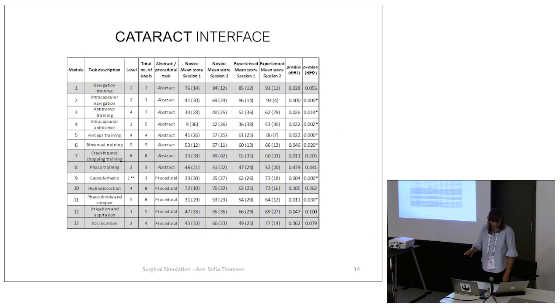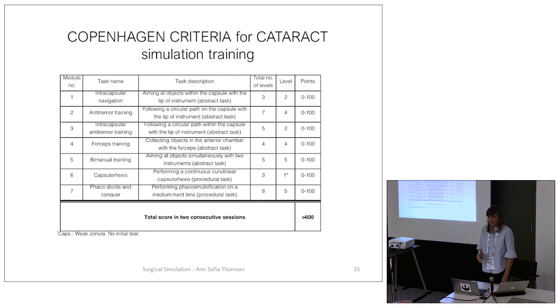So we have investigated almost all of the modules on the cataract interface of the Eyesi simulator, and we've looked at various sources of validity evidence. And this has resulted in a mastery learning program, which we call the Copenhagen criteria for cataract simulation training. That includes 5 abstract modules and 2 procedural modules, the capsulorhexis and the phaco divide and conquer.